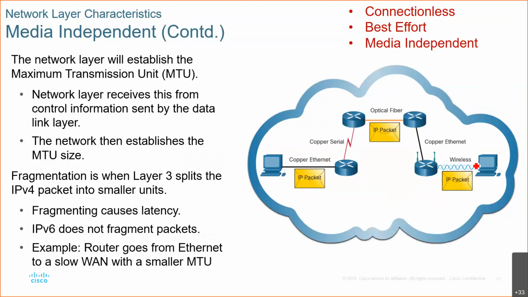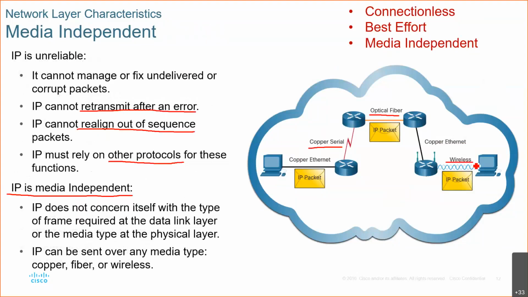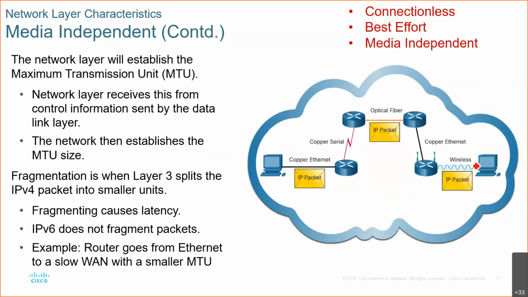Every time you want to send the data, the network layer does something. What it does is it establishes the maximum transmission unit, that is known as MTU. Once it establishes the MTU, then it can send the data.